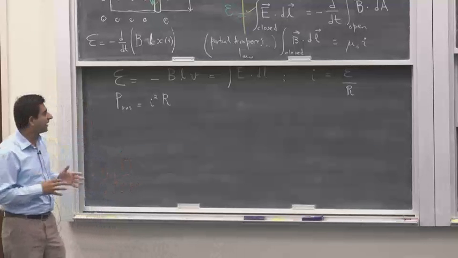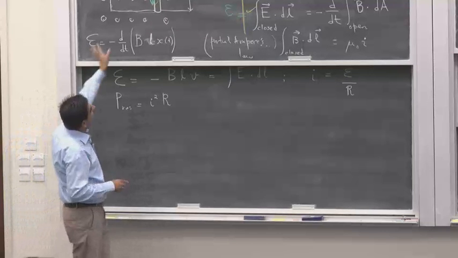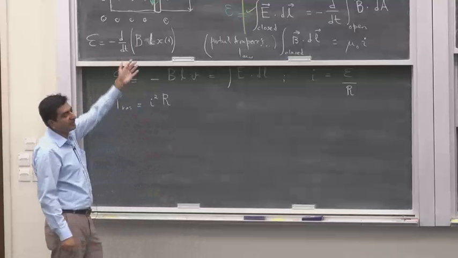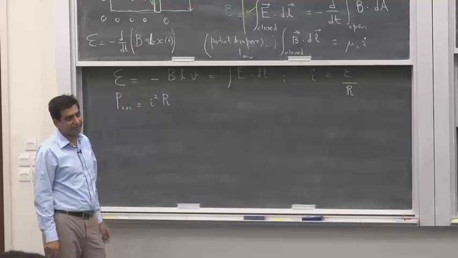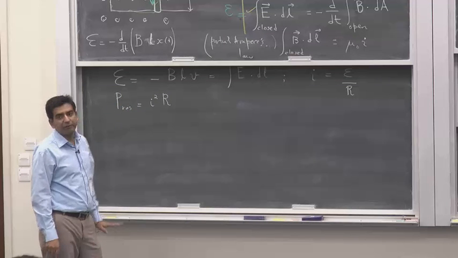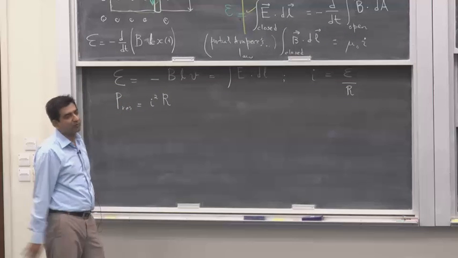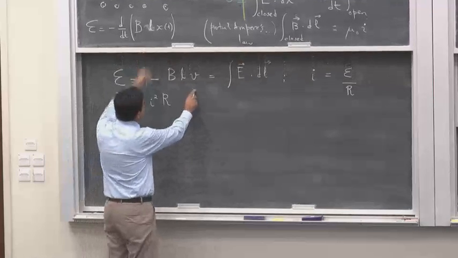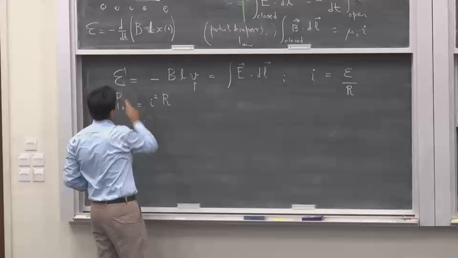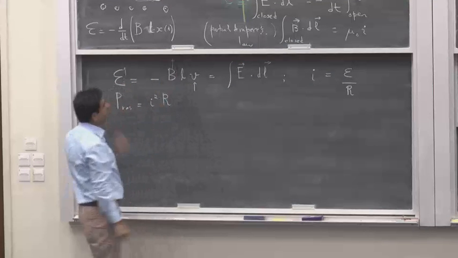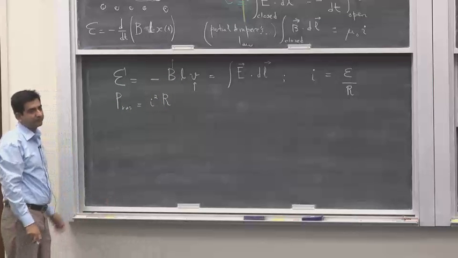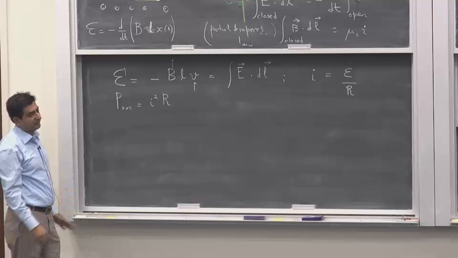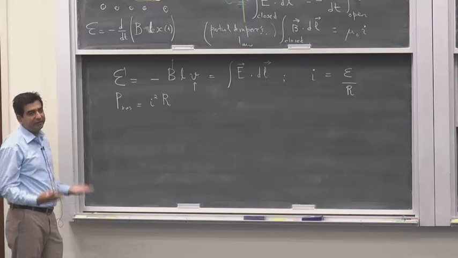For that we need to have a closer look at this concept of motional EMF, and whether any charges are induced inside this circuit. So any questions up to this basic concept of motional EMF? Higher the speed, higher will be the EMF. Higher the magnetic field, higher will be the EMF. Now, is this a non-conservative electric field here? That's something we really need to explore.